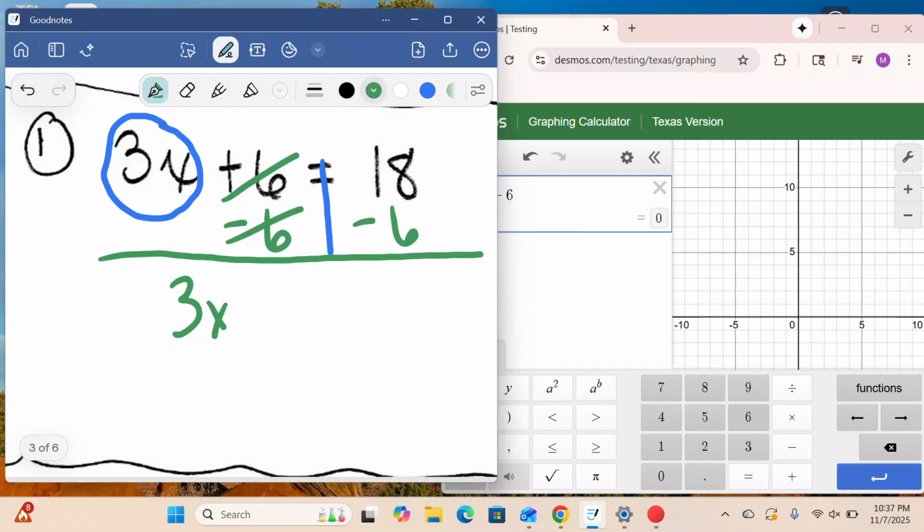I'm going to bring down my railroad track, which is my equal sign, and the line, and then I'm going to do 18 minus 6. If I know what 18 minus 6 is, it is 12. So now I have 3 times x equals 12.